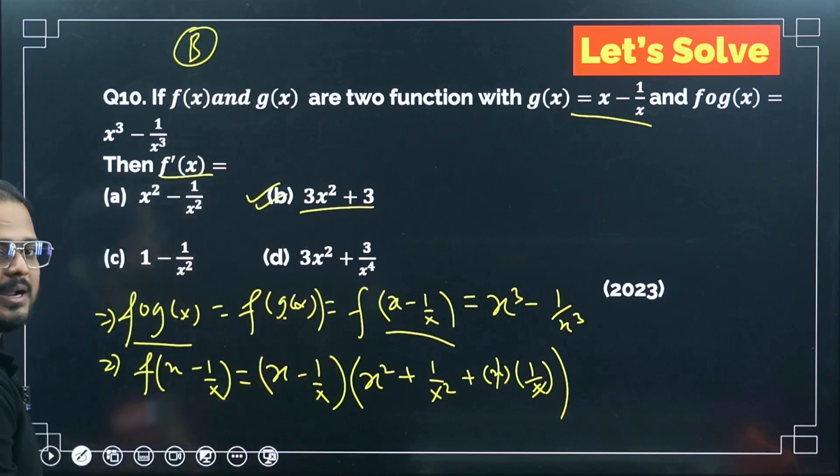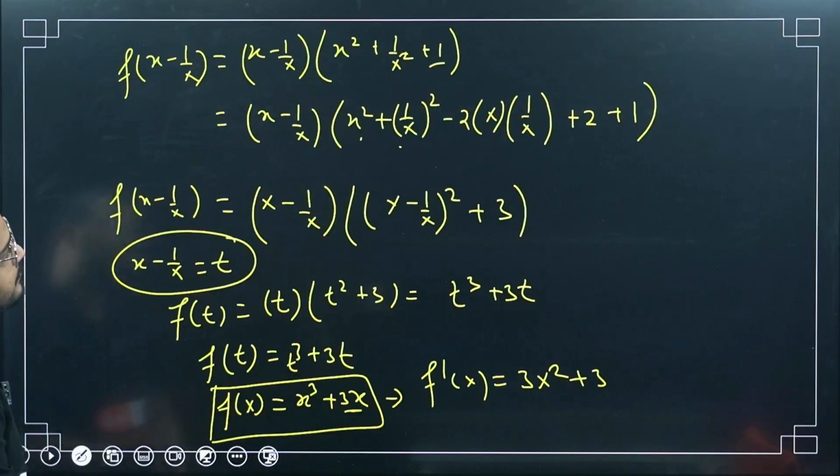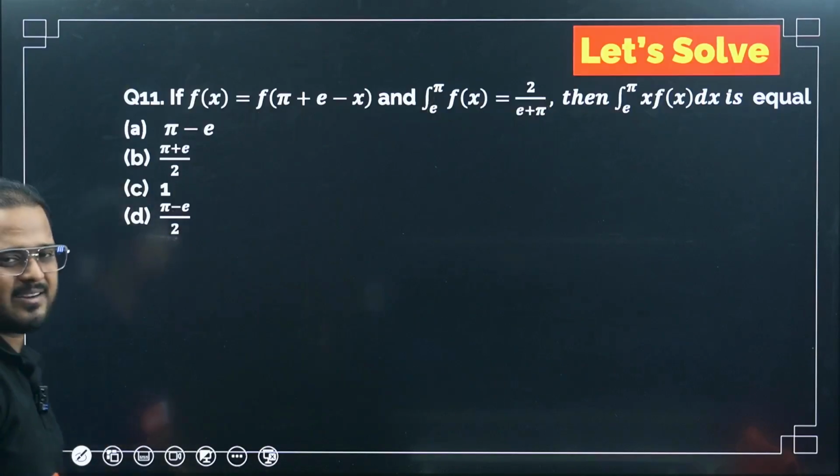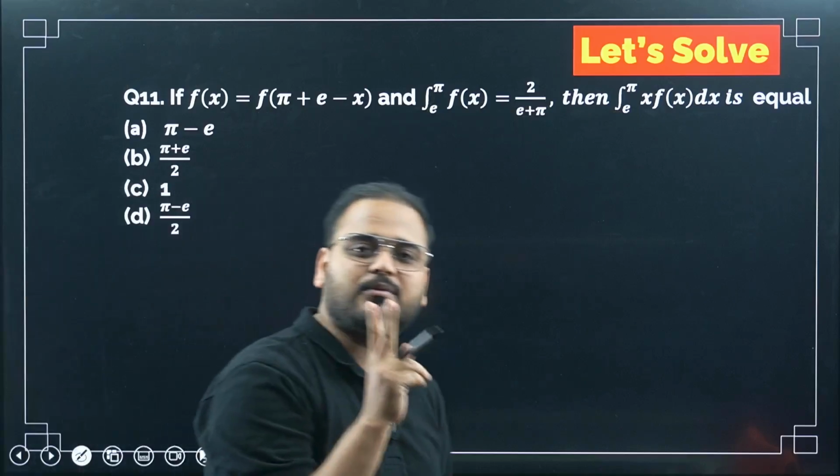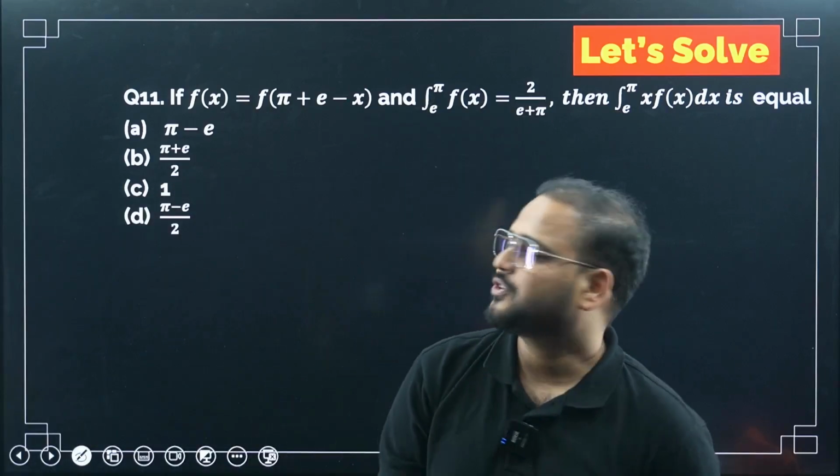I hope this is visible entirely. Simple question, but I liked it because you have to use two types of identities of algebra. Okay. Chaliye, let's move ahead.